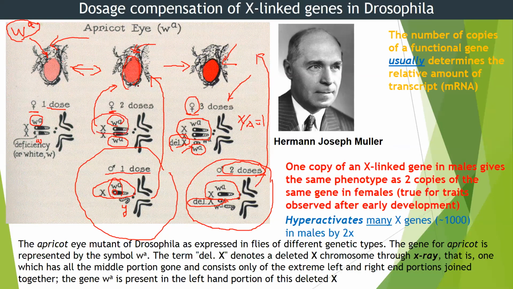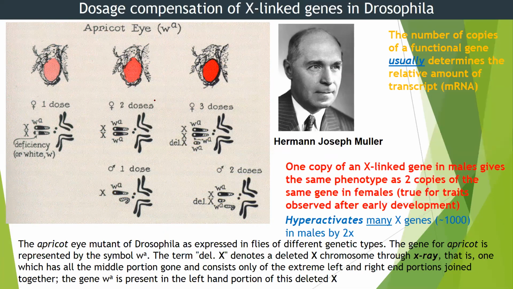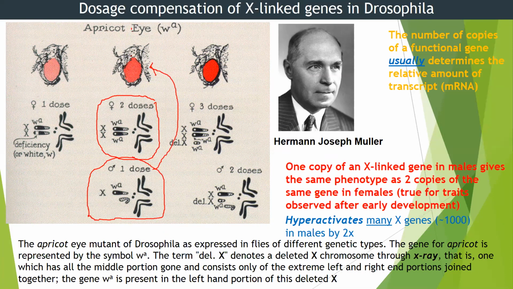So let me remove this. Okay, so this female and this male are showing the same phenotype, because they are on this axis, right? Yes, they're showing the same phenotype. But if you look at the genetic makeup between this female and the male, this male only has 1 copy of this allele, but the female has 2 copies.